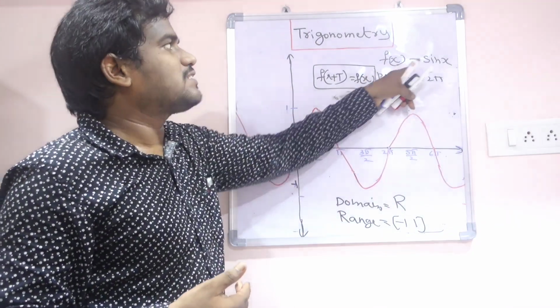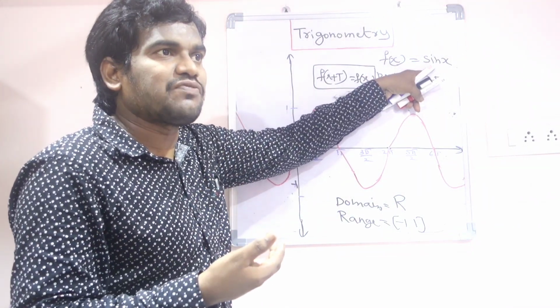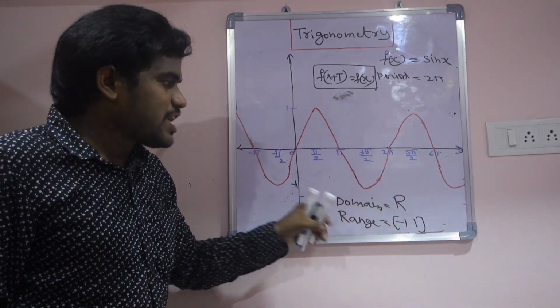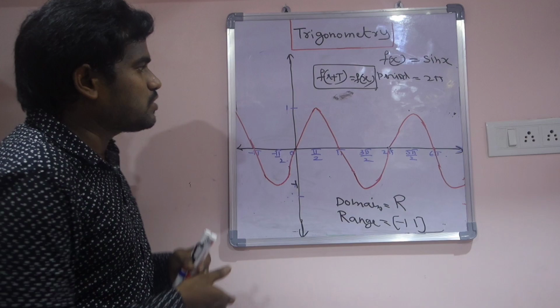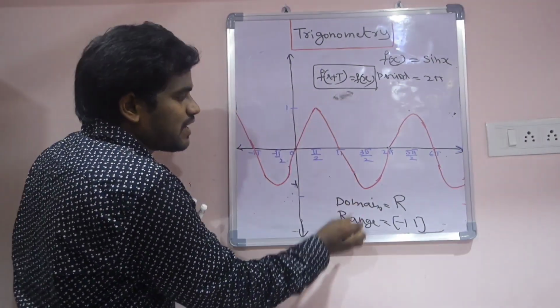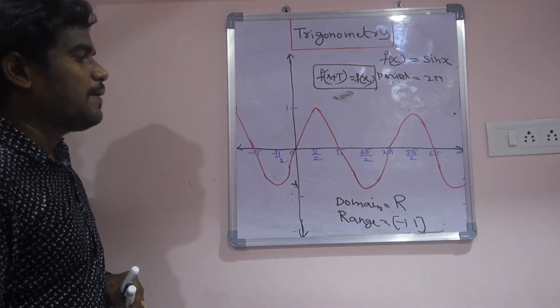What is f of x here? Sin x. At what values is sin x defined? All values. That's why the real numbers are the domain. And range means output. The value of sin x fluctuates between minus 1 and plus 1 only. That's why the range is minus 1 to plus 1.